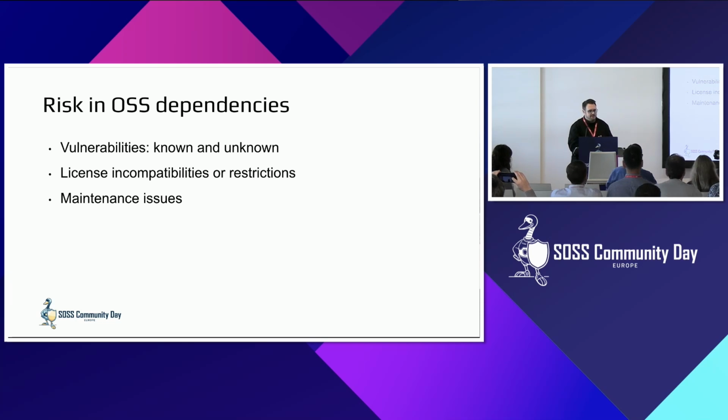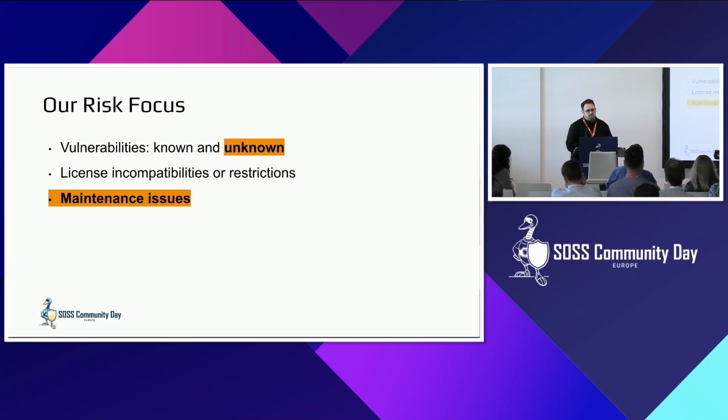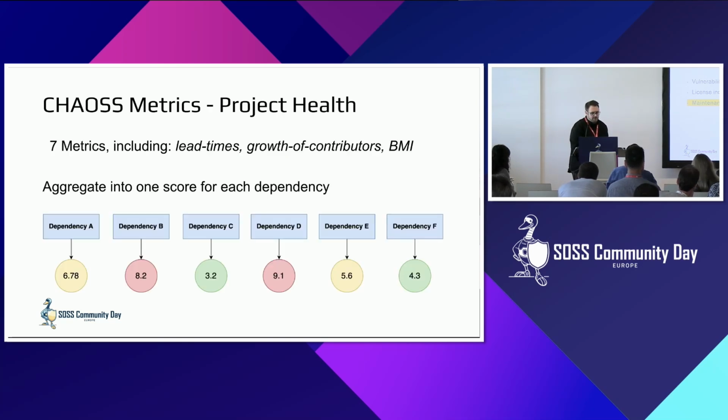We can measure many aspects: vulnerabilities, both known and unknown, licensing, and maintenance issues. In this case, we assume that we don't know the vulnerabilities in our open source projects. So the idea was to use the maintenance issues and take the code smells idea to community smells to enhance this concept. You assess these community smells in order to identify projects that could have issues in the future. That was the main focus.